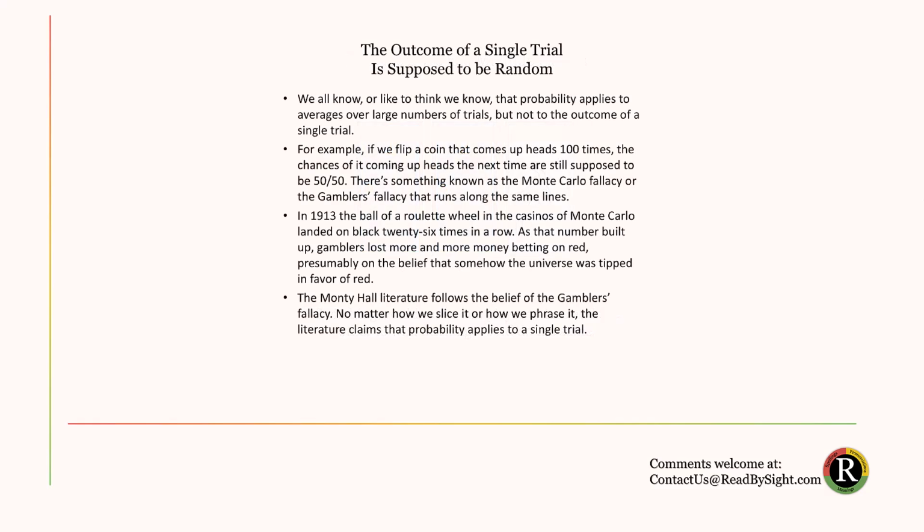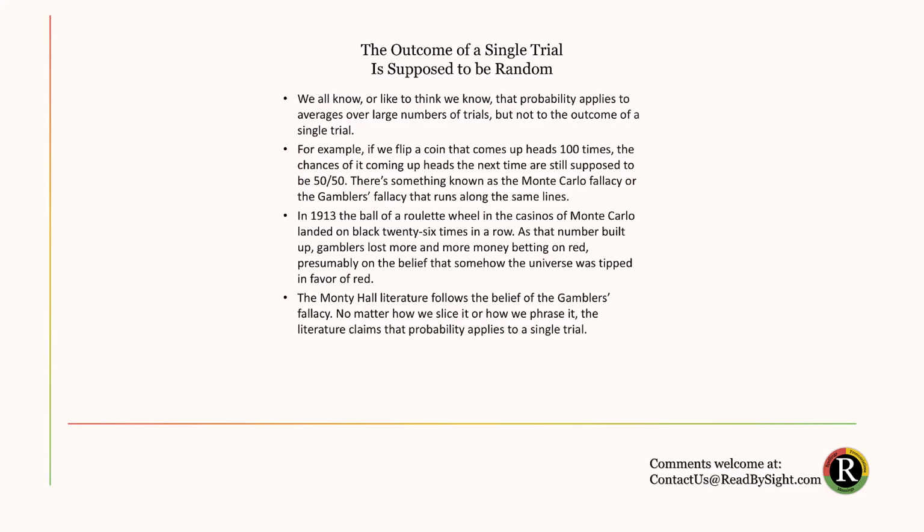Now it's time to point to something that we all think we know but gets forgotten in the Monty Hall problem. We all know, or we like to think we know, that probability applies to averages over large numbers of trials and not to the outcome of a single trial. For example, if we flip a coin that comes up heads 100 times, the chances of it coming up heads the next time are still supposed to be 50-50.